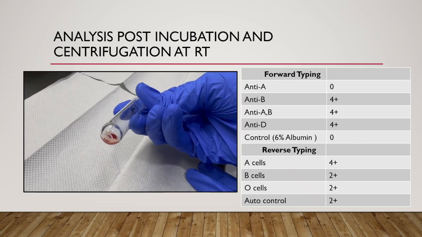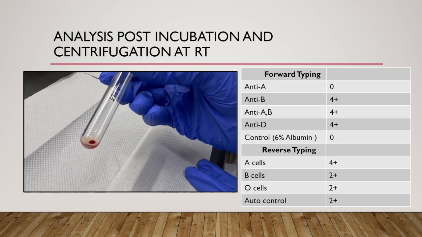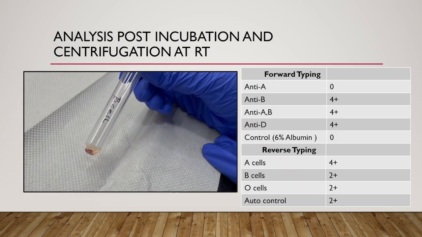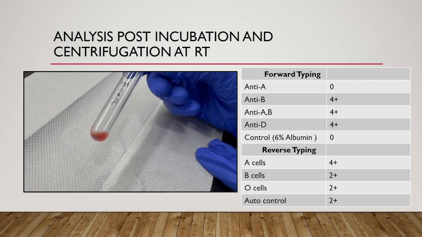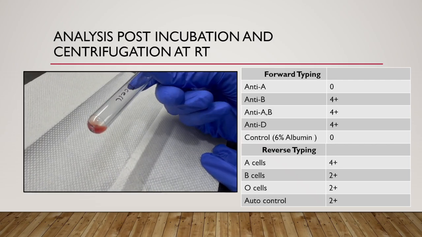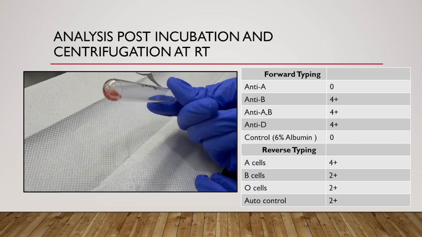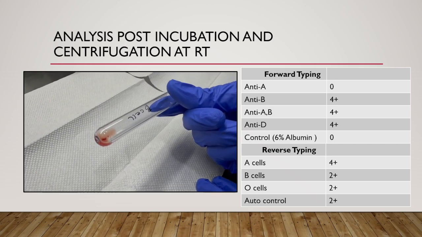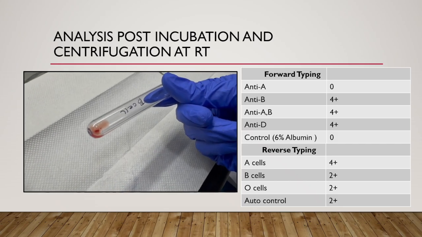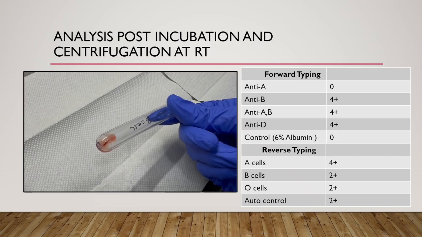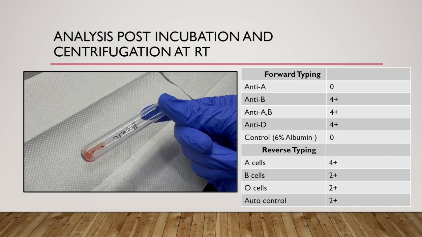Coming to reverse grouping, in A cell, we can say that there is a strong 4 plus agglutination reaction. In B cell, on gently shaking the tubes, we can see that there is a 2 plus agglutination. Since the blood group we found on forward grouping was B positive, we didn't expect to have any reaction in the B cell, but here we are getting a 2 plus reaction in the B cell.